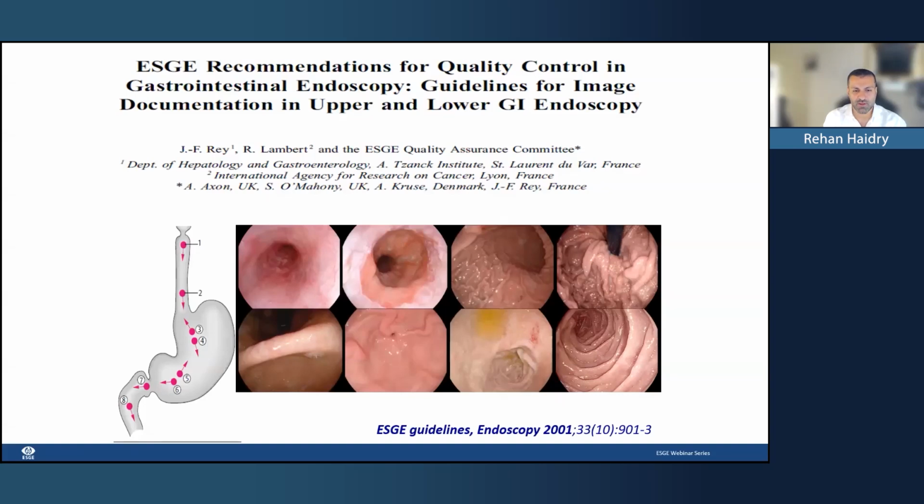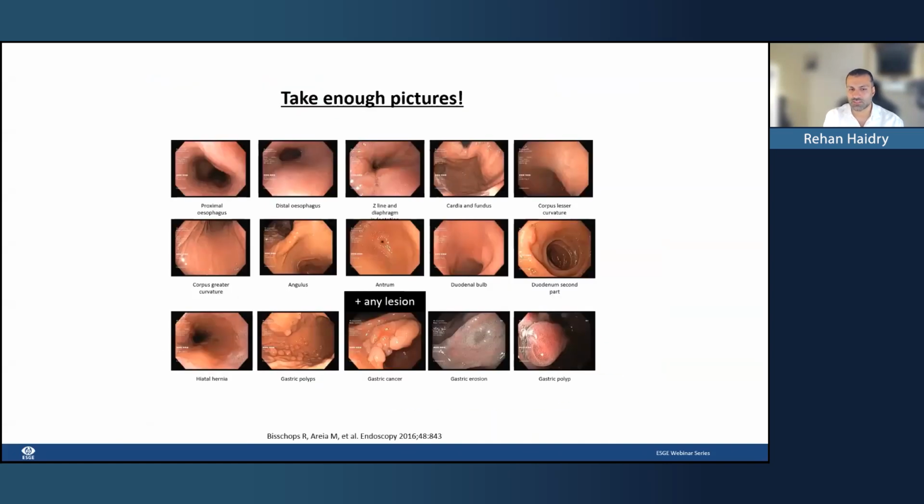The ESGE recommends that we take a minimum of at least 12 photographs at all the relevant stations: the proximal esophagus, the mid-esophagus, the distal esophagus, the esophagogastric junction, the cardia, which is a hot zone for buried indolent neoplasia, all of the relevant stations in the stomach, the pylorus, the duodenal bulb, the ampulla, and the second and third parts of the duodenum. I'll go into this in a bit more detail.